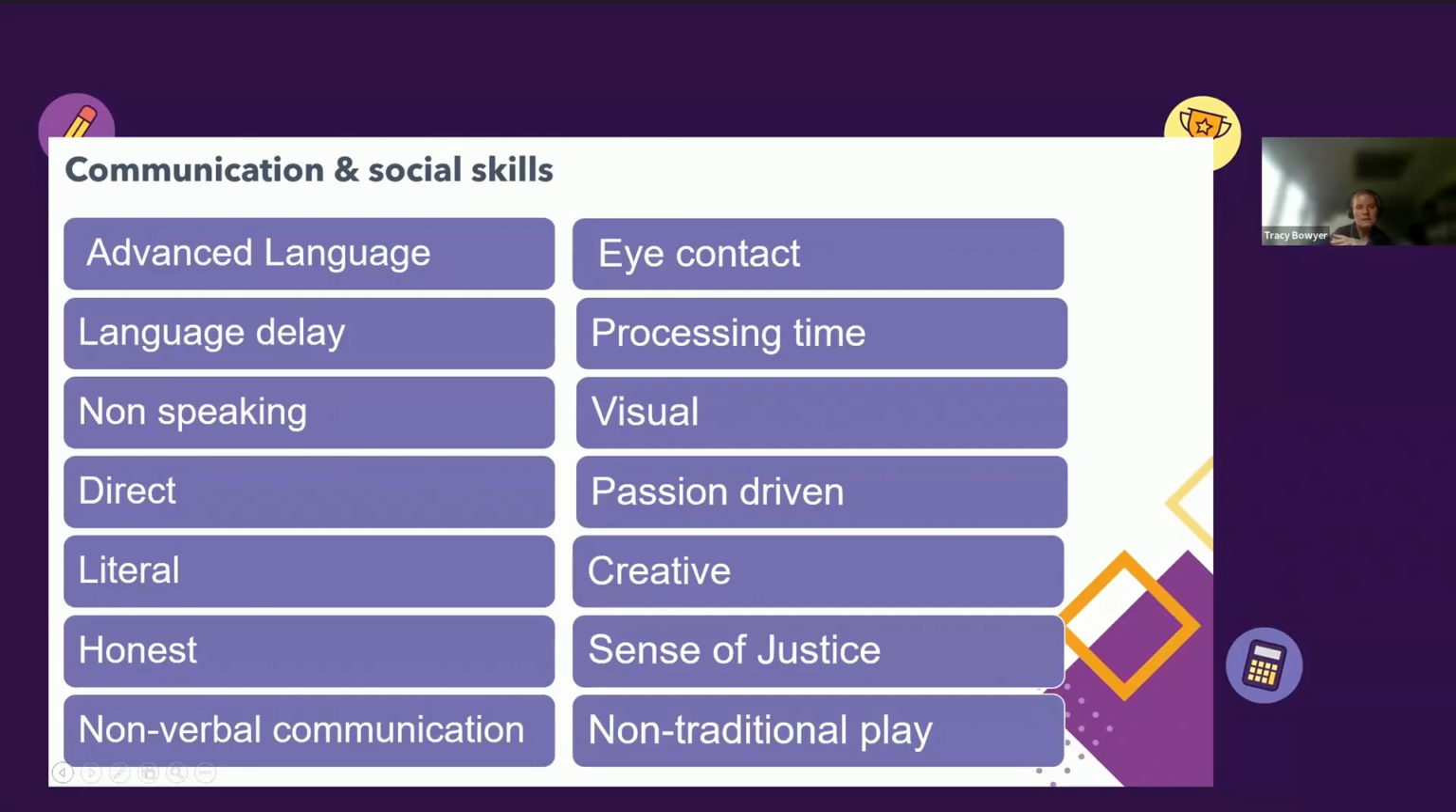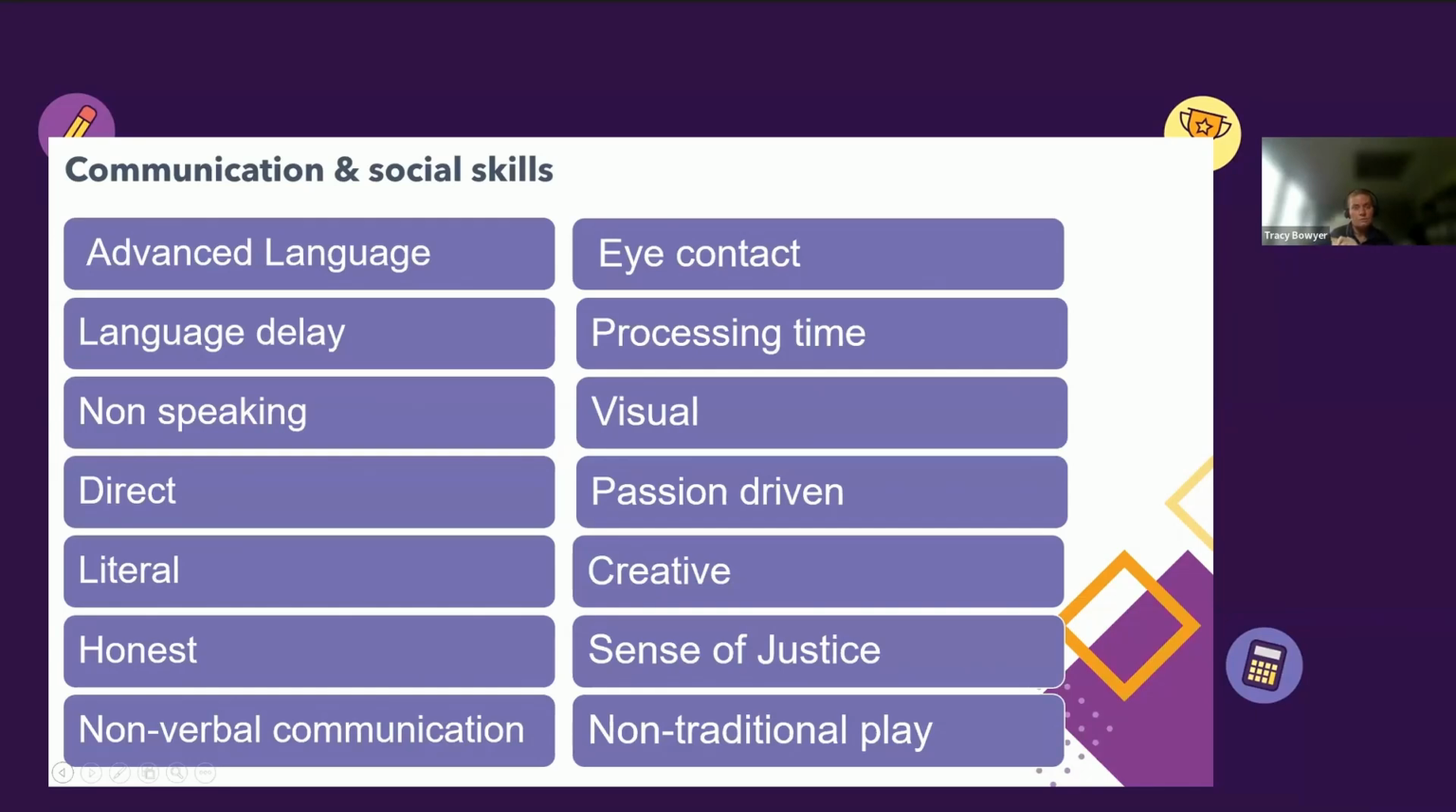So we can see that eye contact is maybe limited, reduced, or they don't give it at all. It's not necessarily a sign of not being interested or a sign of disengagement, but just a different way of focusing or even being able to process information.